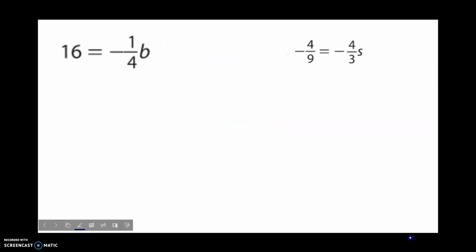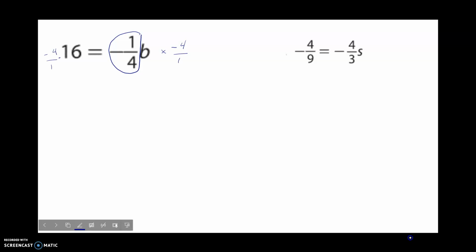All right, you will see we have fractions. So this says 16 equals negative 1/4 b. I want to get rid of this negative 1/4. The opposite of multiplying by a negative 1/4 is multiplying by the reciprocal, which is flipping that fraction, negative 4/1. So I'm going to multiply both sides by negative 4/1.